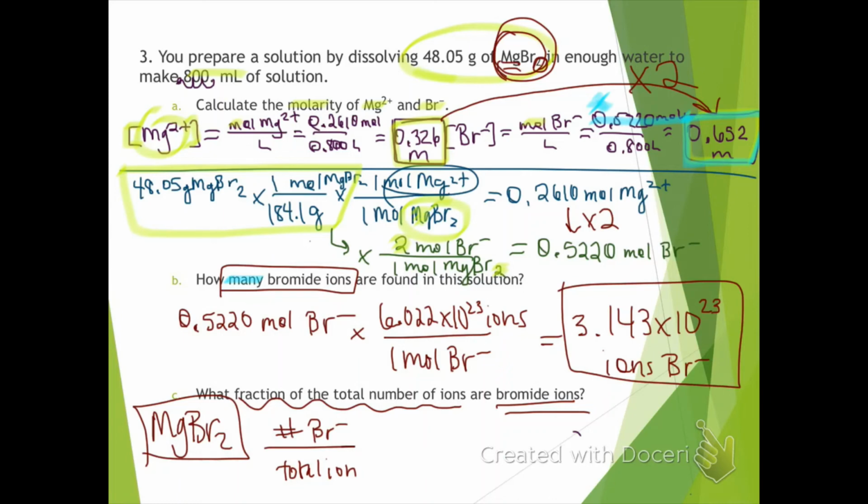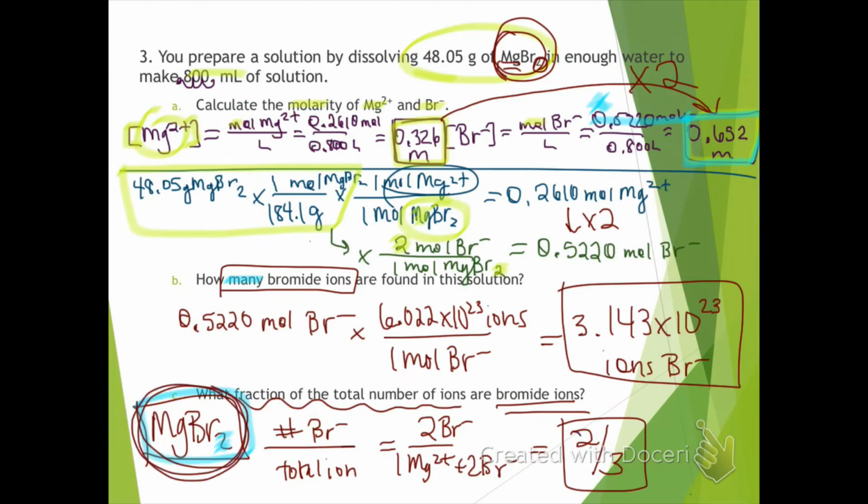Well, the number of bromide ions is 2. We have 2 bromide ions per MgBr2. And we need that over our total number of ions in MgBr2. Well, in this MgBr2, we have 1 magnesium and 2 bromides that make up the whole entire compound. So that fraction that we're going to have there is 2/3. 2/3 of all the ions that we have are bromide ions based off of this formula.